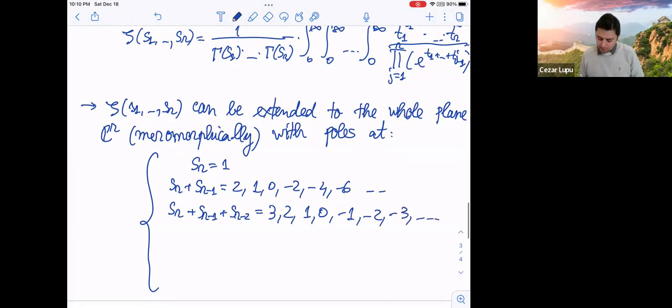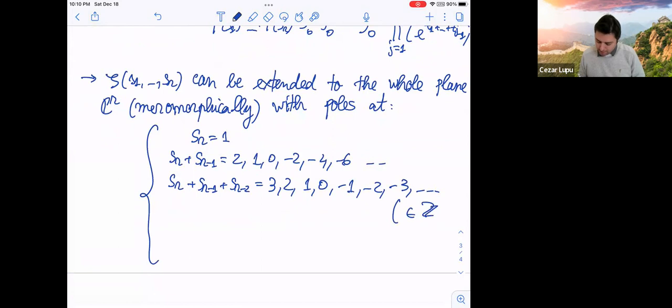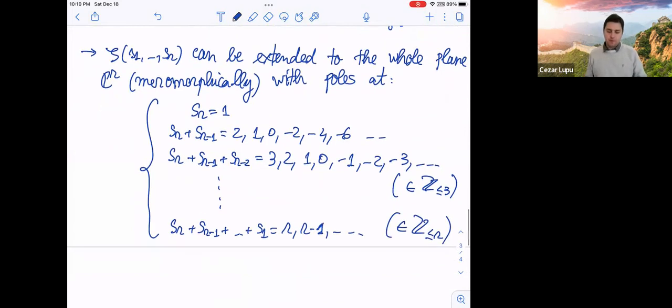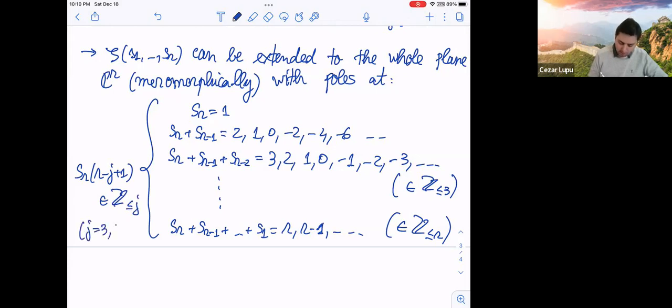So for all, these are all integers. Let me write it in this way, less than three. And of course we can keep going, S_R plus S_{R-1} plus S_1, this will be R minus one, and so on. These are all integers less than R. So these are the poles. In other words, if we want to put this in a nutshell, this is like S_R, R minus J plus one. So these belong to all integers less than J, right? With the J going from three, four, all the way to R. We want to put all these together.